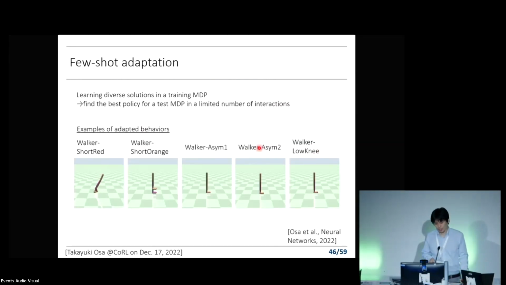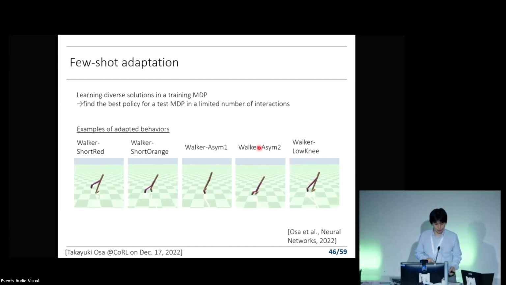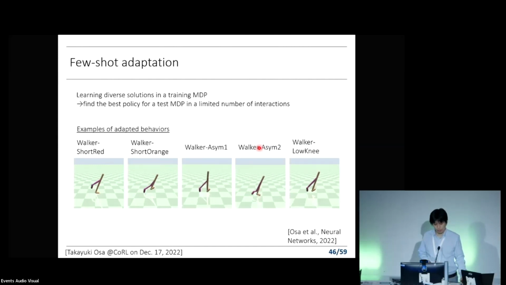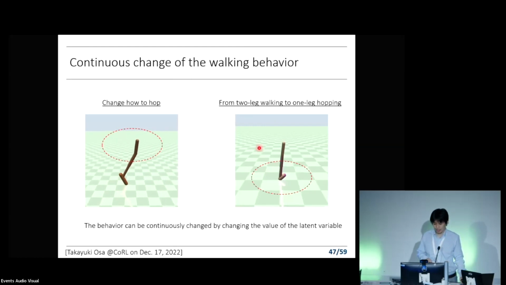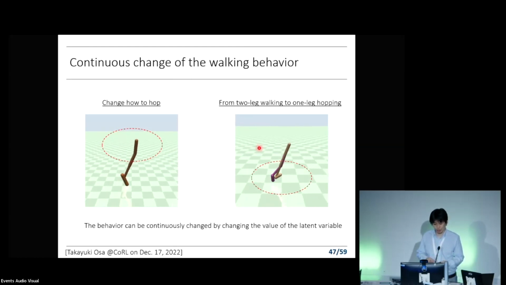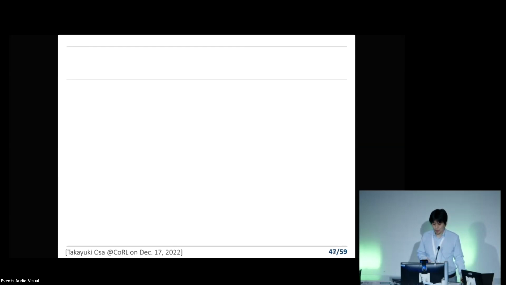Okay. Then once we obtain the diverse behaviors, we can quickly adapt to a new environment just by searching for usable behaviors. This is the obvious benefit of learning diverse behaviors. Another benefit of learning a continuous latent variable is that we can continuously switch the walking behaviors. For example, in this case, we can switch how to hop during the episode. And in this example, we can continuously switch from two-leg walking to one-leg hopping. This kind of switching could be enabled if you learn the continuous latent variable.